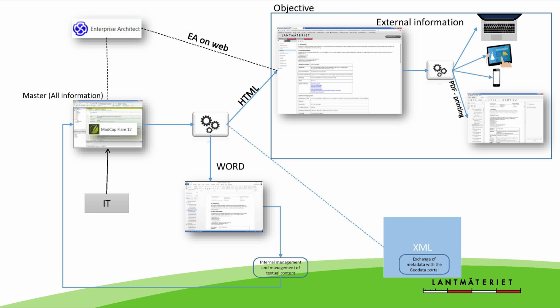And it's also possible to take out some Word documents, but we use that only for internal use, because the Flare software is not for everyone to work within. So if we have persons in-house, you can use a Word document for managing the textual content. And we also want to, in future, use the XML directly, so we can put it on the metadata on the Geodata portal.